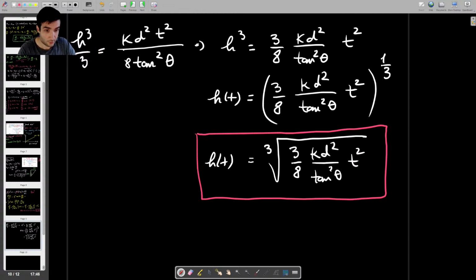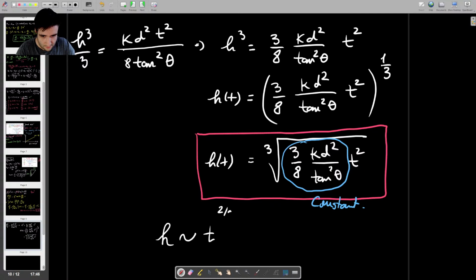So another way to write this is to consider the fact that this is a constant. So this is constant, which means that I can write it as h is proportional to time to the power 2/3. So this is how the height varies with time, pretty much. So that's essentially it.